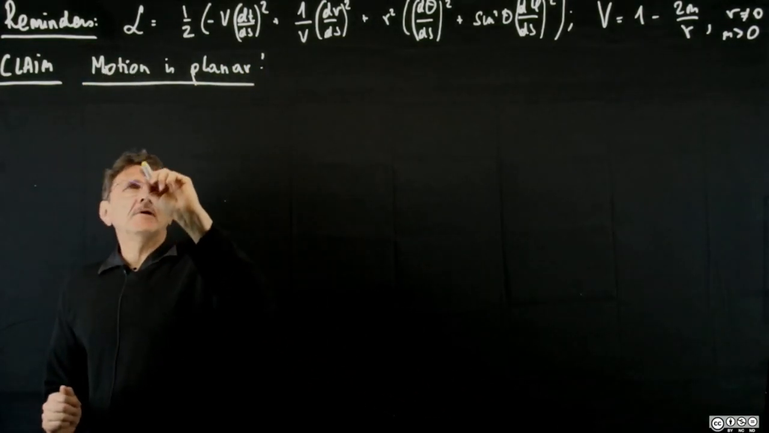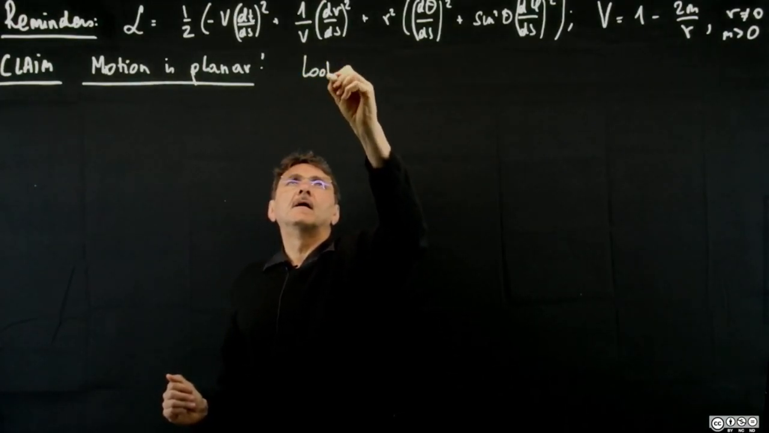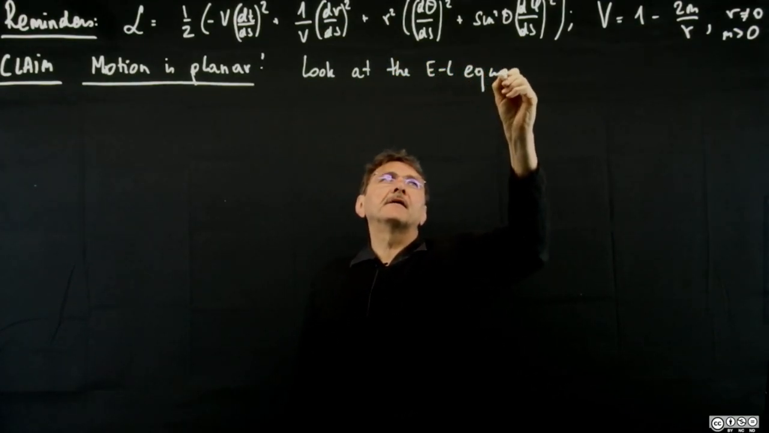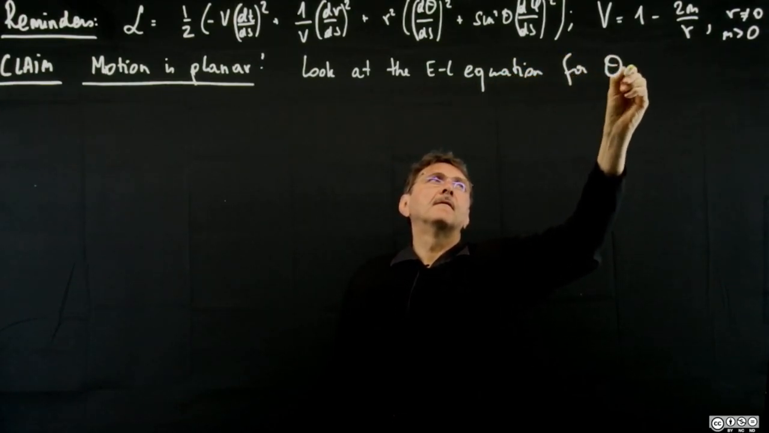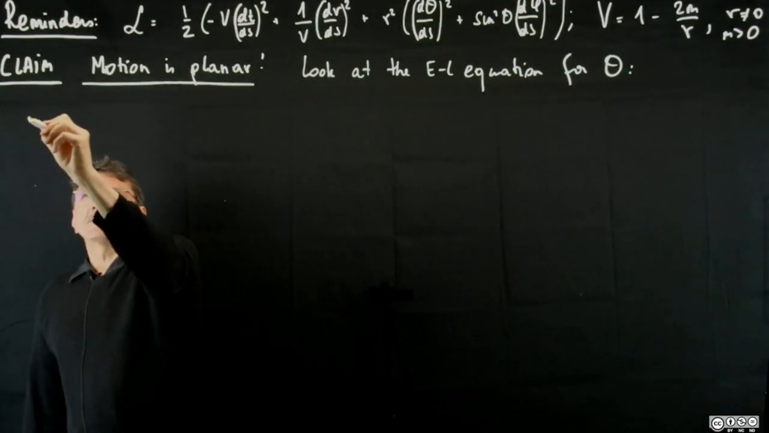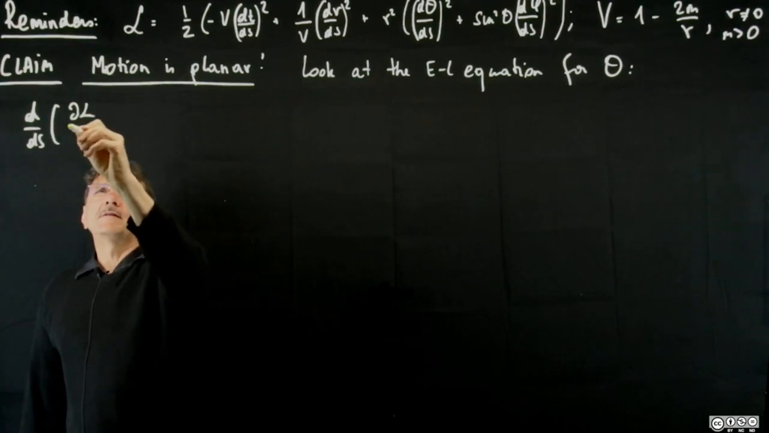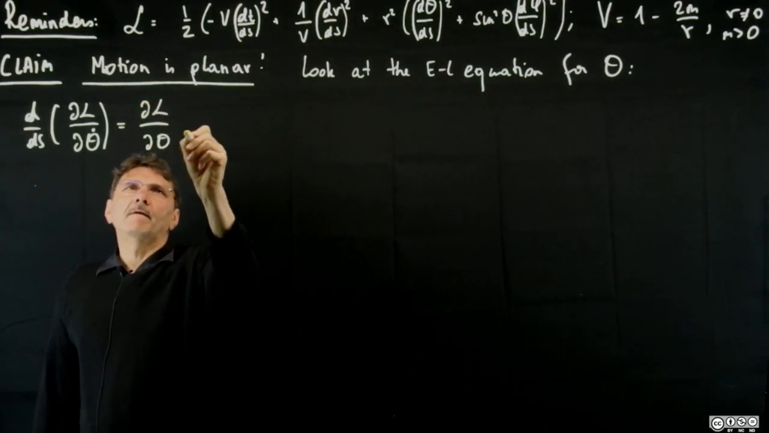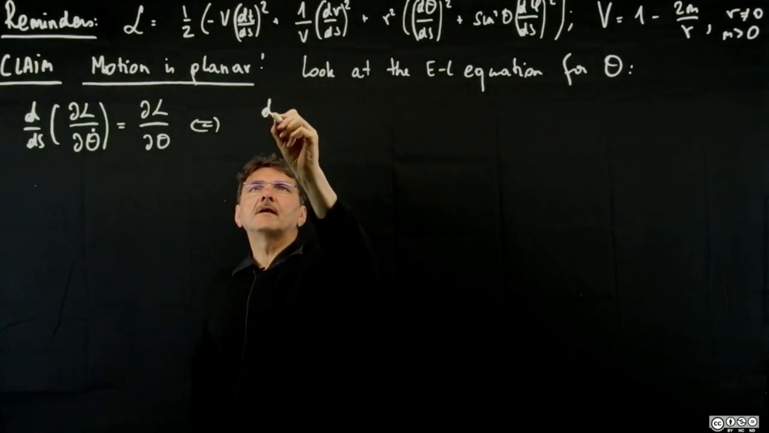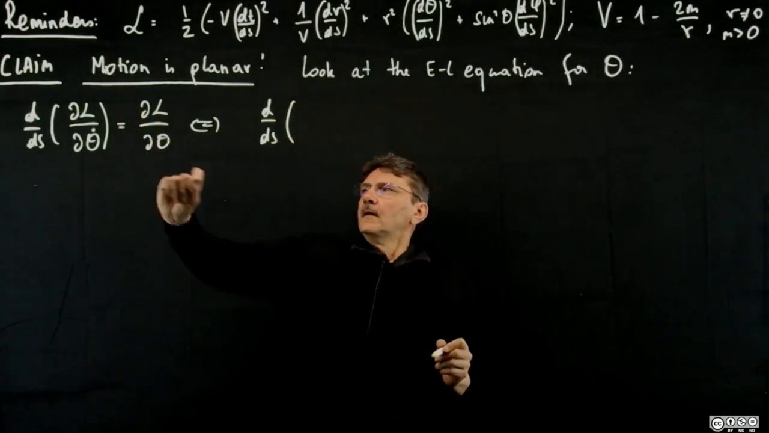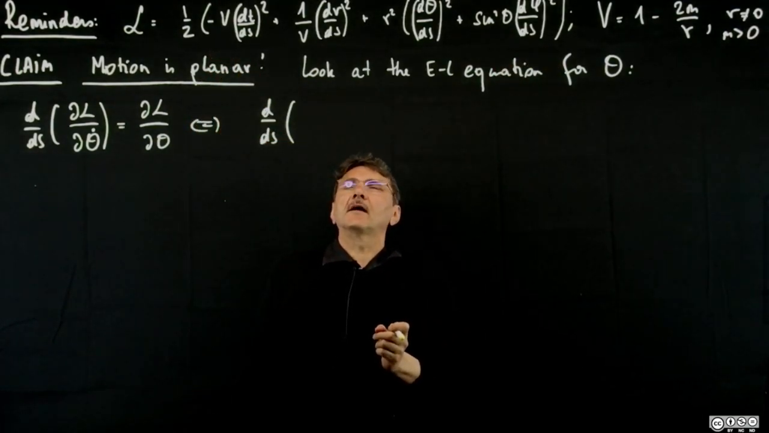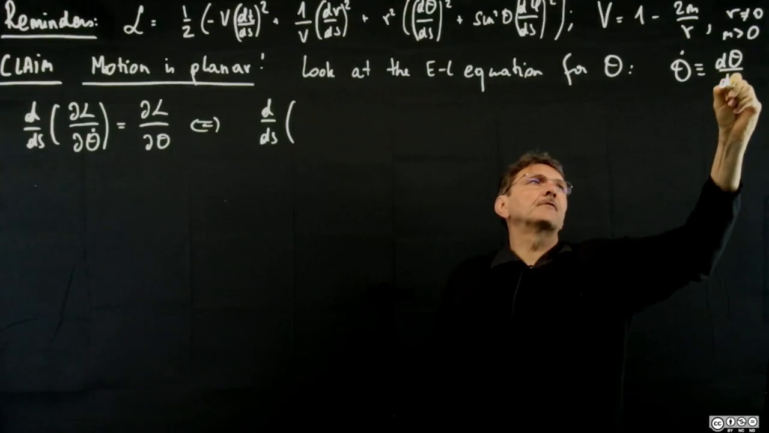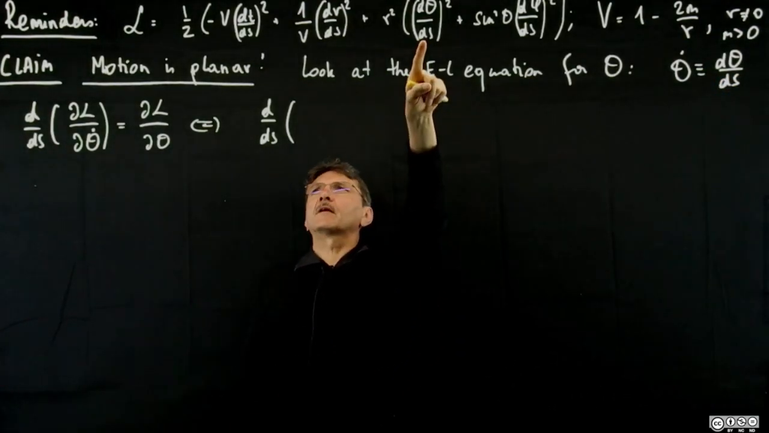And for this, we look at the Euler Lagrange equation for the angle theta. So the equation, the Euler Lagrange, is of course d over ds, dL over d theta dot, is dL over d theta. So d over ds, dL over d theta dot, well, here I have the Lagrangian, and I have to differentiate with respect to theta dot, which appears here.